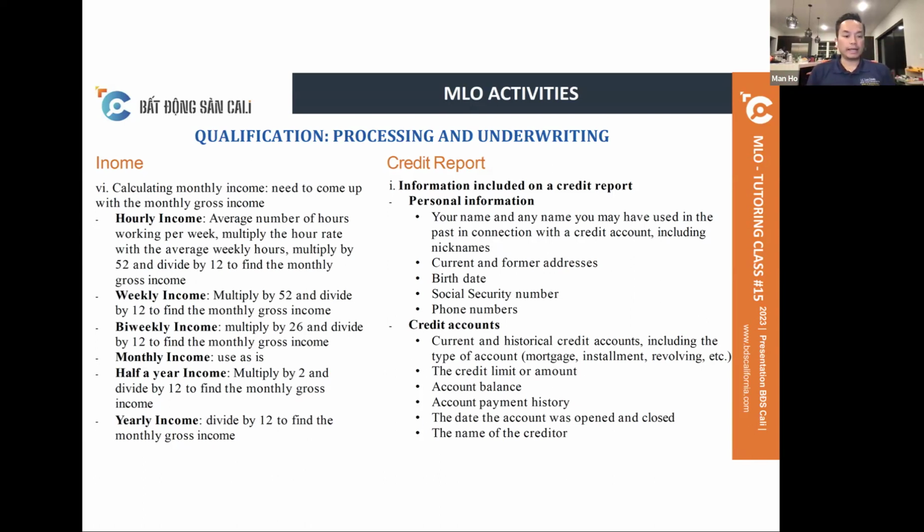If you get a weekly income, meaning you get a paycheck every single week, then you multiply that by 52 and divide by 12 to get a gross monthly income to use for the DTI or income calculation. If you get a monthly income, then use it as is. The gross monthly income is equal all year.